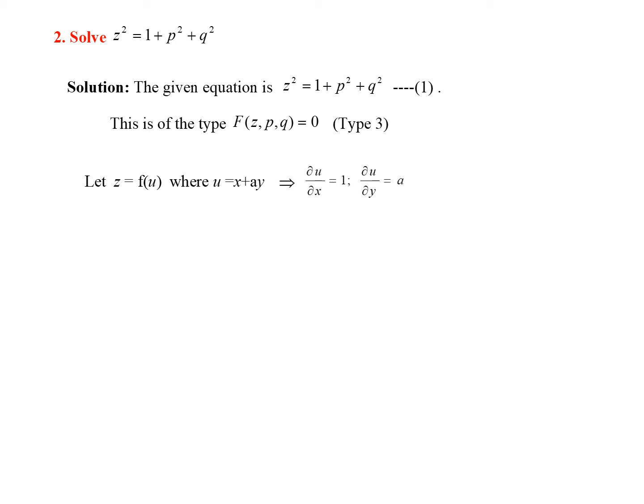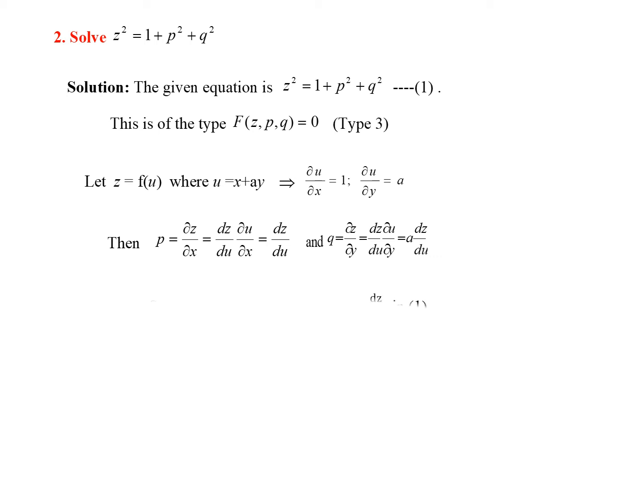Similarly, we have dou u by dou x as 1 and dou u by dou y equal to a. Moving on to the values of p and q, we have p equal to dou z by dou x, which is dz by du. All these explanations we have seen in the previous problem. And the value of q is dou z by dou y, which is a into dz by du.